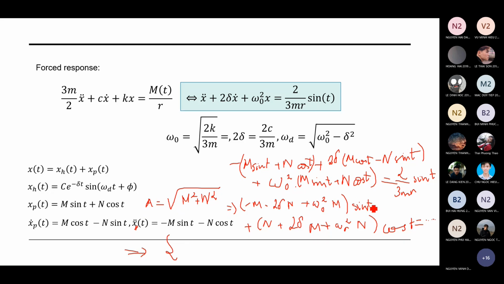For this first one, it is for the sine t. It should be equal to the parameter that multiplies with the sine t, which is 2 over 3 m r. So we have the first equation: omega 0 squared minus 1, times M, equals 2 over m r.